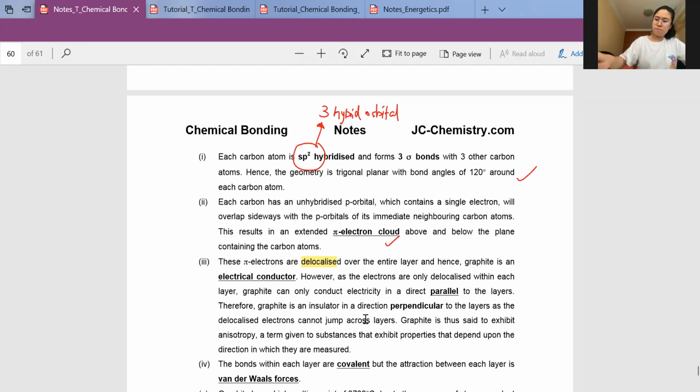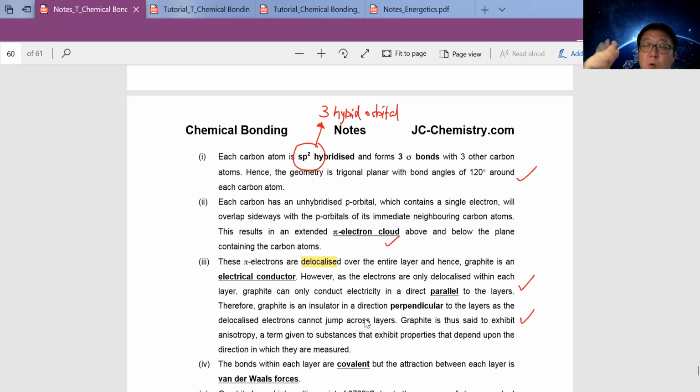Okay, right. So you see, some student will ask me how I know it's parallel to the layer and whether it's perpendicular to the layer. Can you see? You can conduct electricity parallel or perpendicular to the layer. Okay, so doesn't mean that it will sometimes conduct electricity, sometimes don't. But remember in the context of the whole graphite, right? Let's say your pencil, you cannot see with your naked eyes whether it's parallel or perpendicular. So don't try your luck.